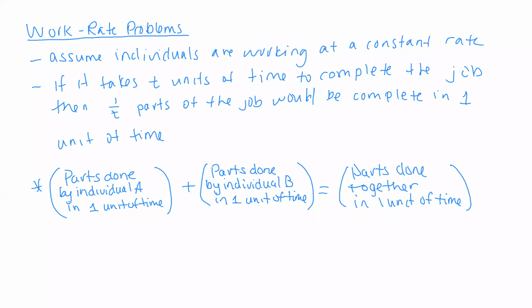Now, this may not make sense, but let's say that there's a job and it takes individual A 4 hours. So that means 1/4 of the job would be complete in 1 hour. Let's say it takes individual B 5 hours to complete the job. Well, working at a constant rate of speed, 1/5 of the job would be done in 1 hour. We have no idea how long it takes these two if they work together. So let's say it takes them X hours. That means 1 over X parts of the job would be done in 1 hour if they worked together. This would create the equation that you would solve.